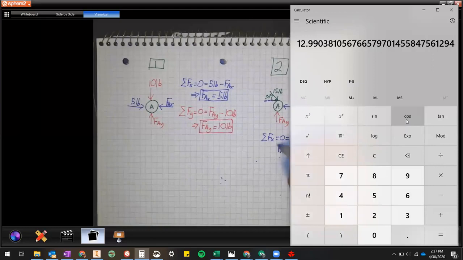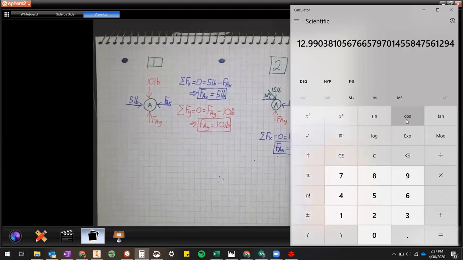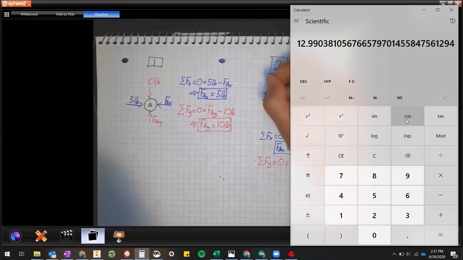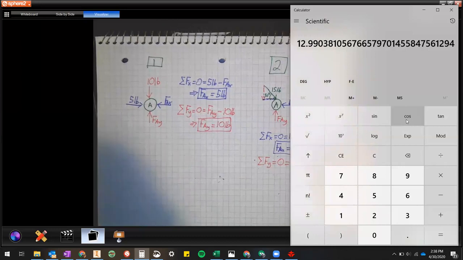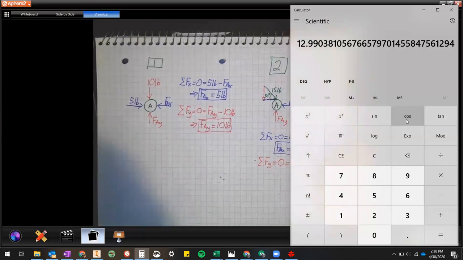Okay, so there's FAX. And then if I do the sum of my forces in Y equal to 0, the vertical component would be, I extended this line to make the vertical component of my force, the opposite side of my triangle. So that uses sine. And so I would use FAY minus, because that's going down and to the right. So down, and I would say 15 times the sine of 30.